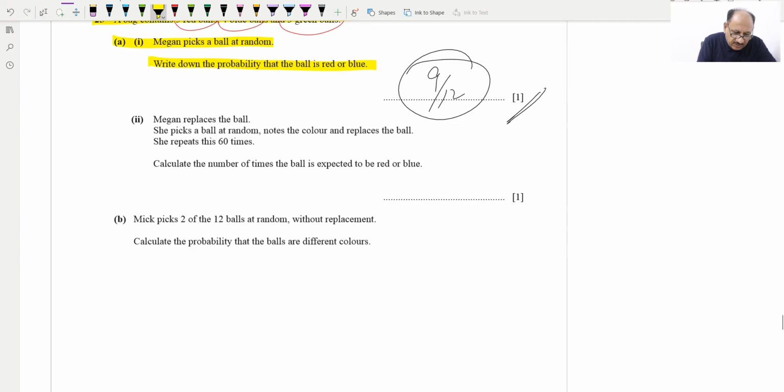Then the second part: Megan replaces the ball. So again we have the same situation after replacement. She picks a ball at random. Notice the color and replaces the ball.